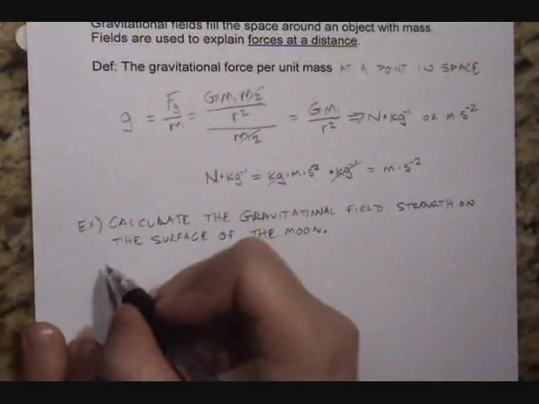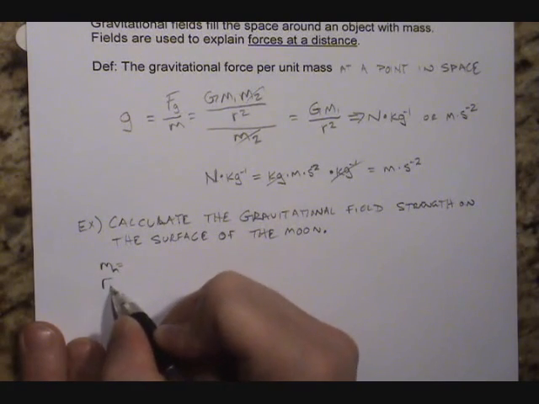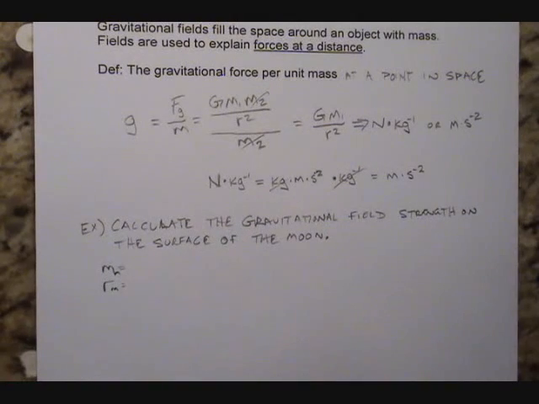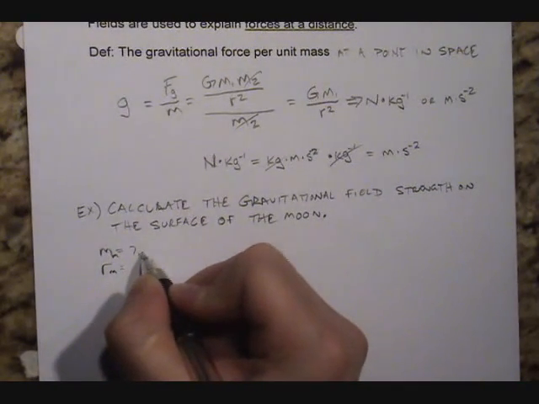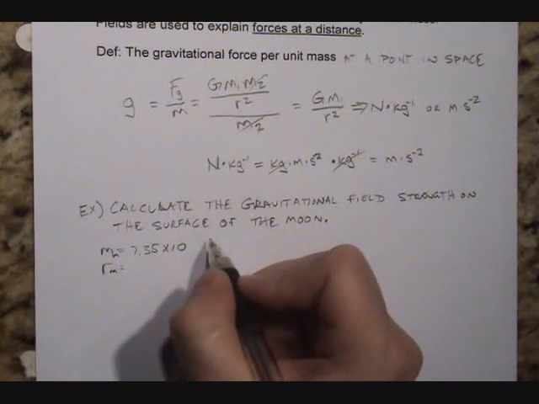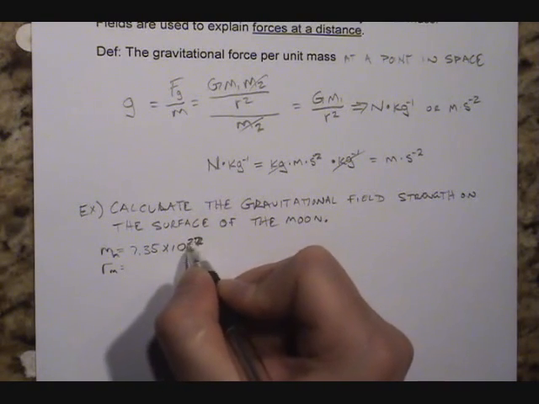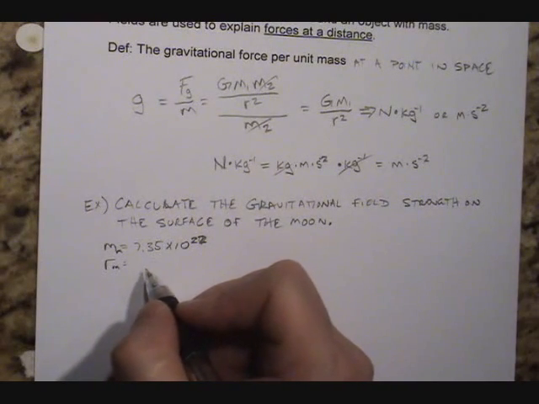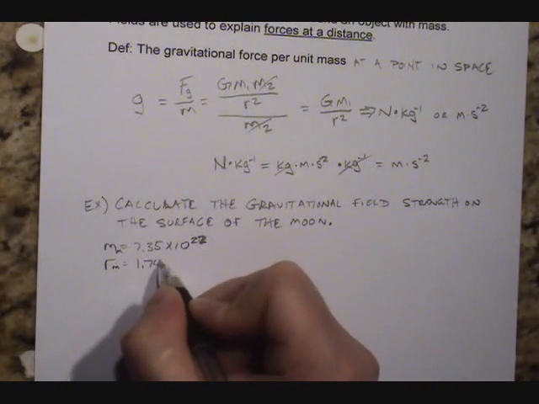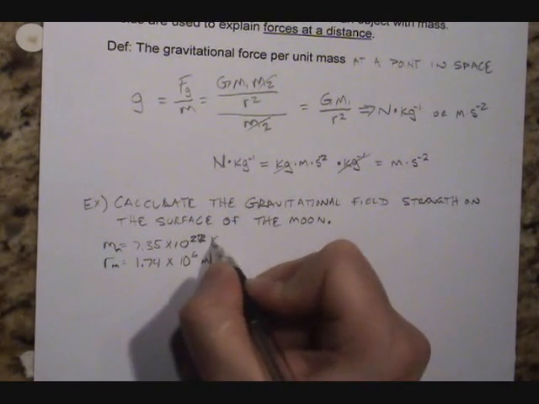So it turns out that the mass of the Moon, just to remind you, these are all things that we can look up in the table in the back of the book, and according to Appendix 3, the mass of the Moon is 7.35 times 10 to the 22nd kilograms. And the radius of the Moon is 1.74 times 10 to the 6th meters.